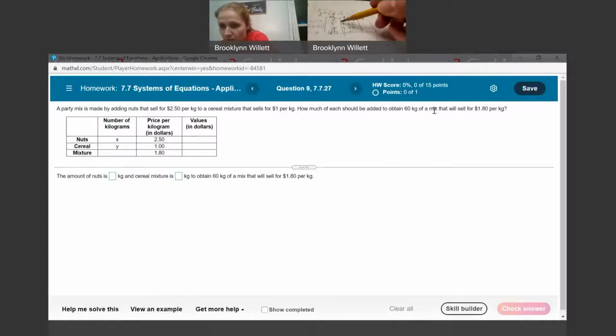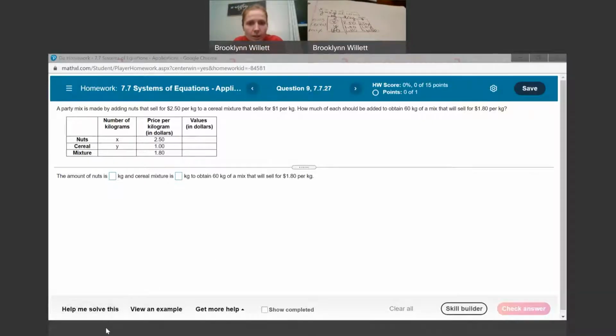So what I'm going to do here is say X times $2.50, or probably a little easier to say $2.50X. And then same thing here, $1 times each kilogram of Y. So 1 times X, or sorry, 1 times Y. Granted, you can simplify how you write these, like we don't have to write all these zeros at the end. And then 180 times 60. Now, if you want to write it as 180 times 60, you can do that, but we can actually solve that. So 1.8 times 60 is 108.